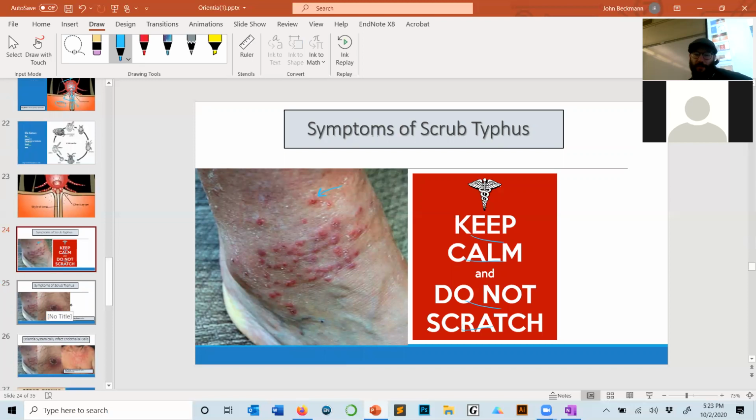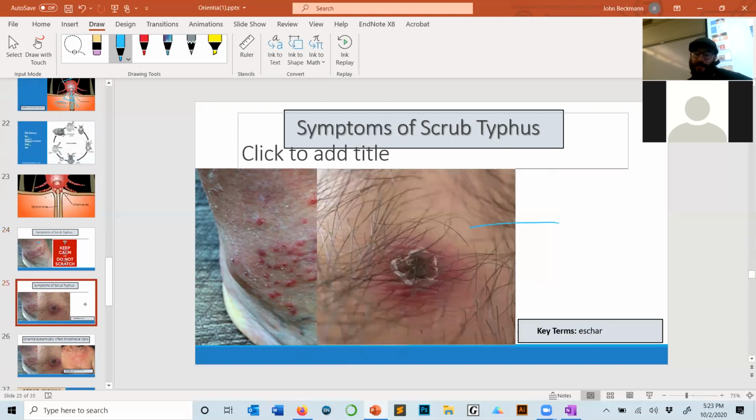And if you get scrub typhus, you'll get what looks like this. This is a special term called an eschar. An eschar is a scab that's black, a black scab. And this is a very, very famous symptom of rickettsial diseases, of scrub typhus. If you get this black scab, that's a bad sign. It's a bad sign that you might have just infected yourself.